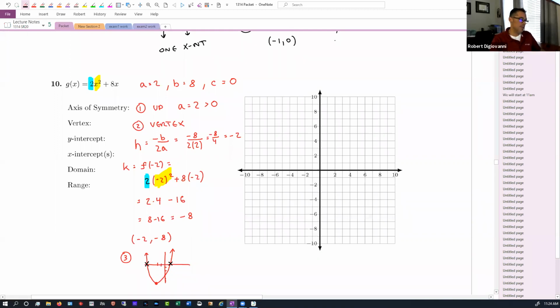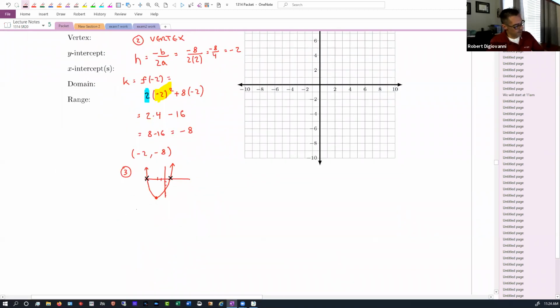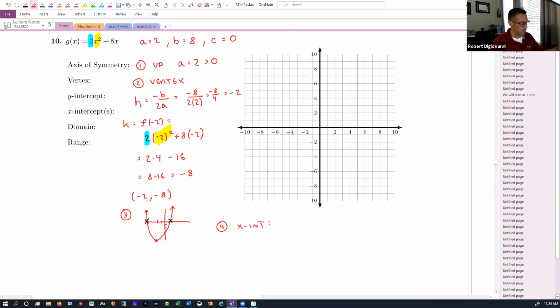All right. So now I actually have to do step 4. So for step 4, finding the x-intercepts, what we always do when we have x-intercepts to find is we take the original function, in this case 2x squared plus 8x, and we set it equal to 0.